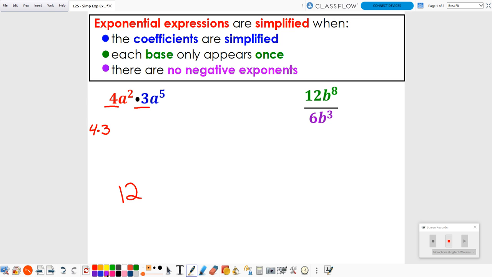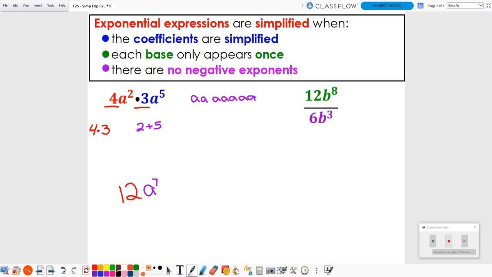Now to simplify my exponents, remember it says each base can only appear one time, we're going to follow our laws of exponents. When we have a to the second times a to the fifth, and we're multiplying the same base with different powers, remember our rule is that we add those exponents together. And the reason we do that, remember we have a to the second, which looks like this, and we have a to the fifth, 1, 2, 3, 4, 5, which means when we add them all together, we end up with a to the seventh. So that's how we would simplify that.